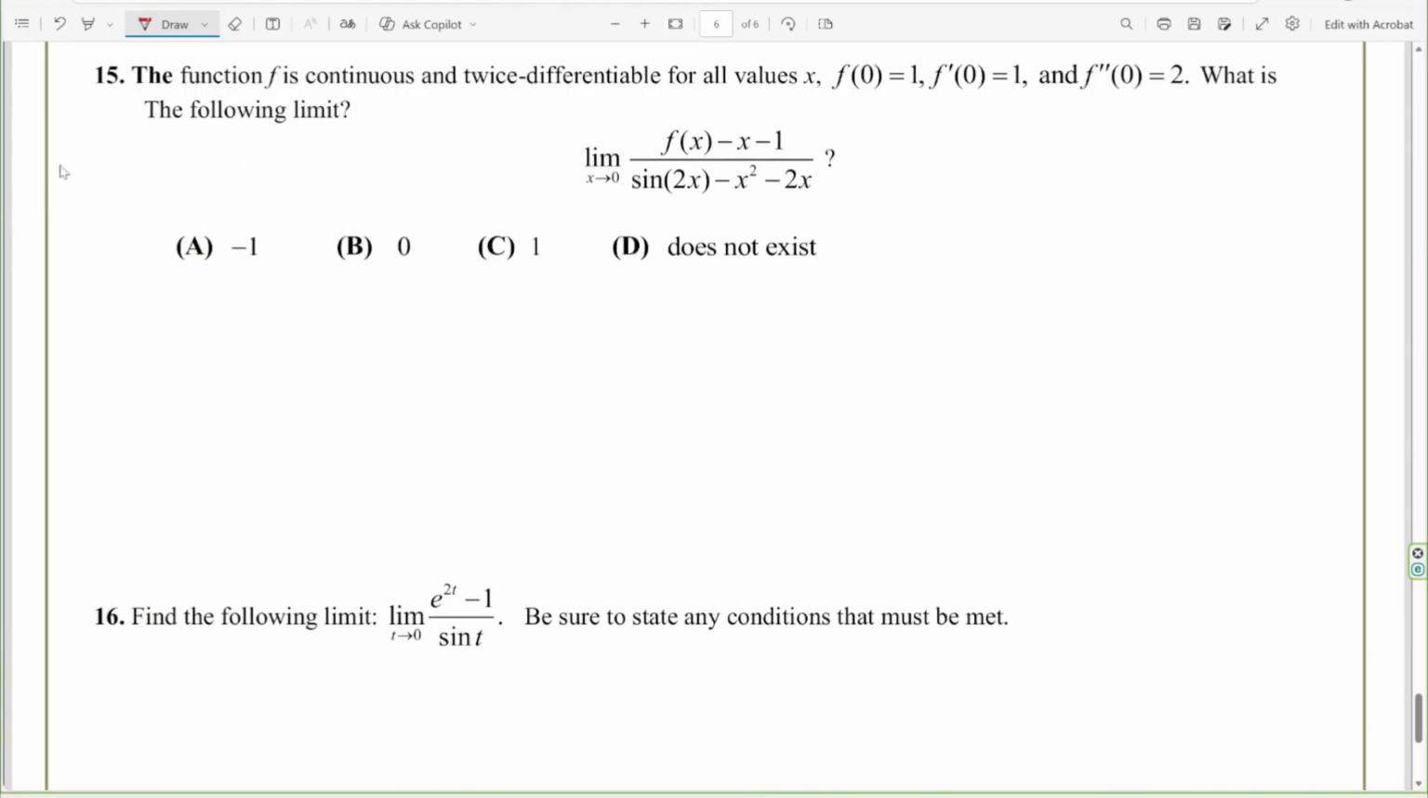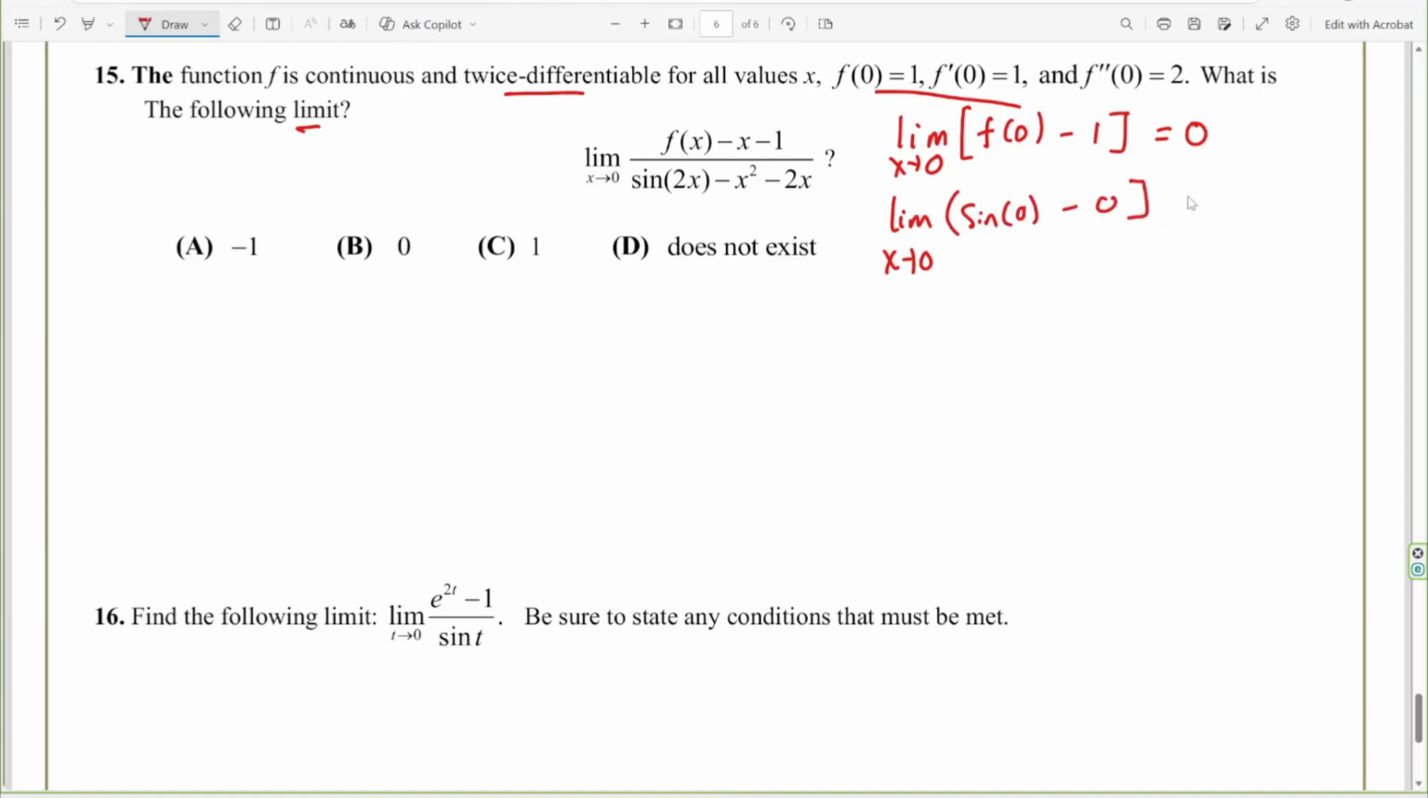Now question 15. The function f is continuous and twice differentiable for all s values. And given this one, what is the following limit? Alright, so again, we need to split the top. Limit when s approaches 0. Substitute over here, so we have f of 0 minus 1. Now f of 0 equals 1, so 1 minus 1 equals 0. Limit when s approaches 0, sine of 0 minus 0, right? So the answer is 0, right? So this one is the indeterminate form, right?